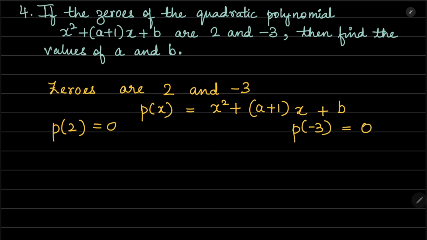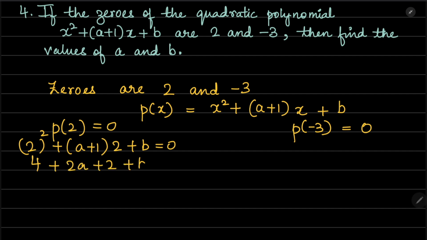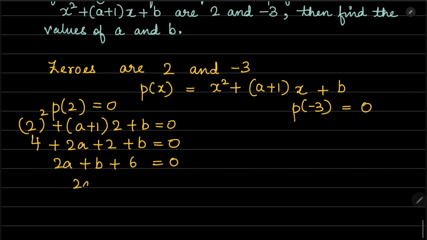Very similar to the previous question. Just substitute 2 in place of x. So, you will get 2 square plus (a plus 1) multiplied by 2 plus b equal to 0. So, you have 4 plus, open the bracket, 2a plus 2 plus b equal to 0. So, you will have 2a plus b plus 6 equal to 0. Right? 4 plus 2, 6. So, 2a plus b equal to minus 6. This is your equation 1.